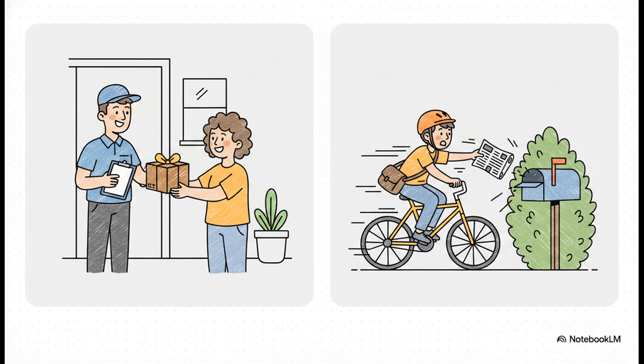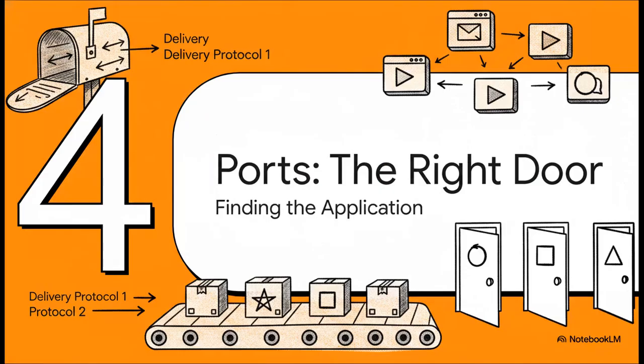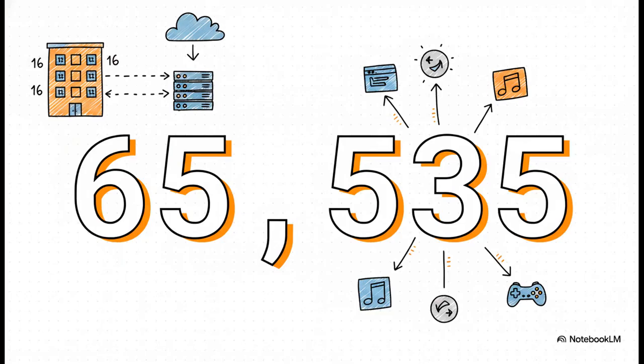So we've got the mailroom, and we have our two very different delivery protocols. But how do they actually label the packages to find the correct application? Section 4. Ports. Finding the right door.